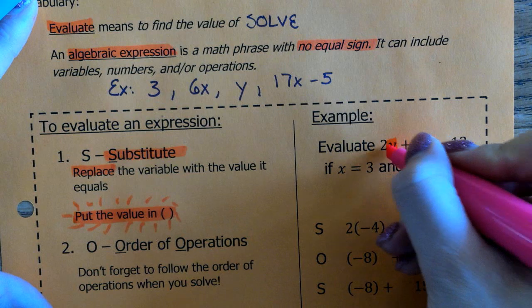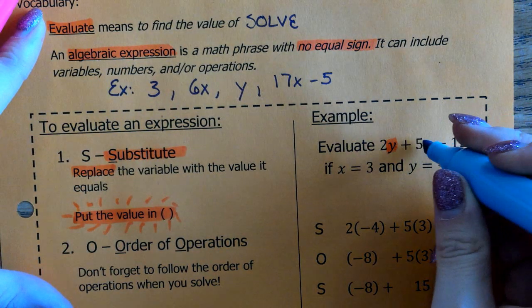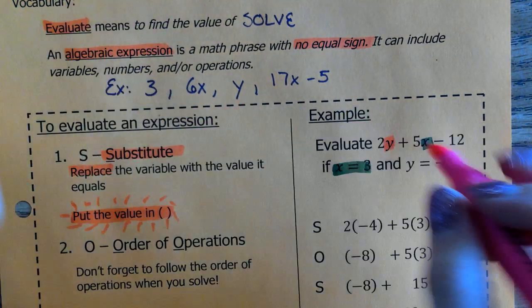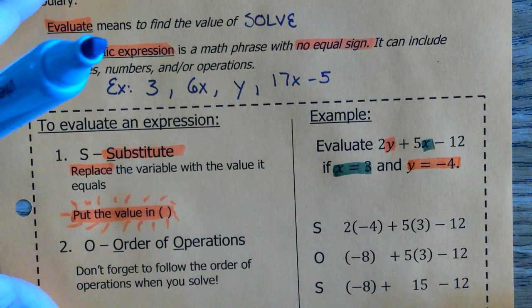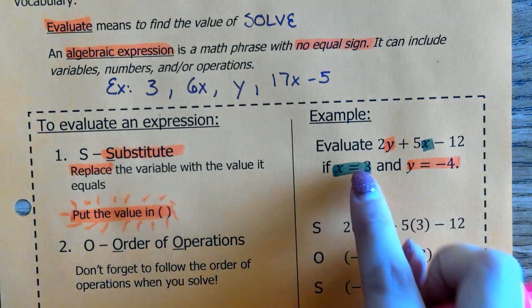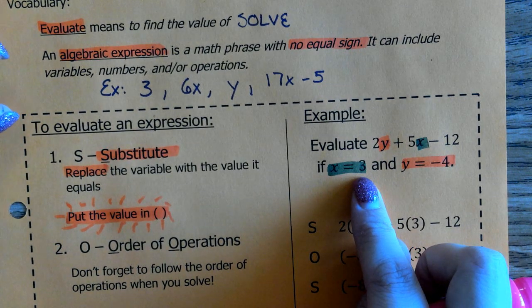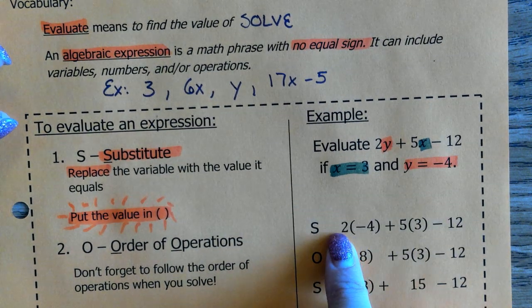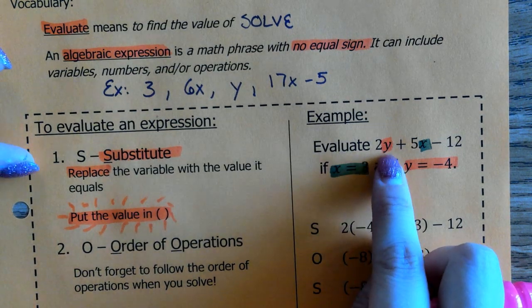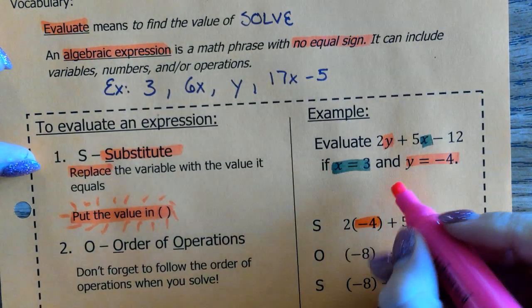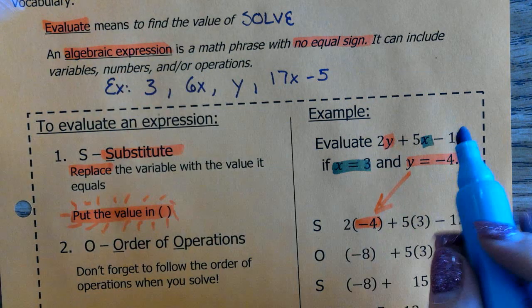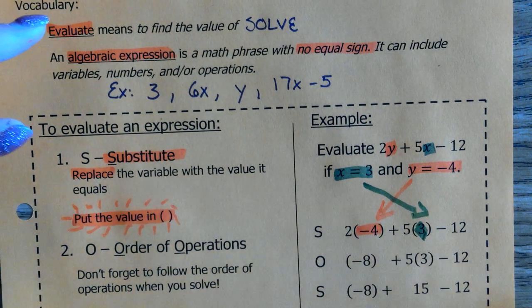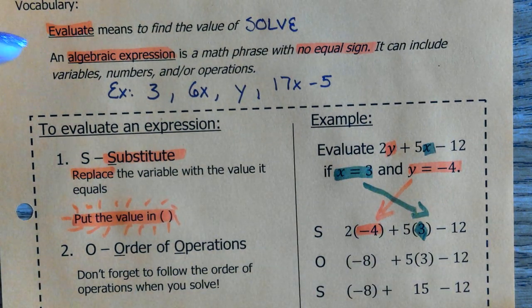So I'm going to color code my variables, make it a little bit easier. So y is going to be pink, x is going to be blue. X equals 3, y equals negative 4. So that means everywhere I see an x in this problem, I'm going to replace it with the number 3 by substituting. Everywhere I see a y, I'm going to replace it with negative 4. So if I look down here at my problem, I had 2 times y, so 2 times negative 4, there's my y, plus 5 times x, 5 times 3, minus 12. So that's where they're coming from there. I'm just plugging them in.